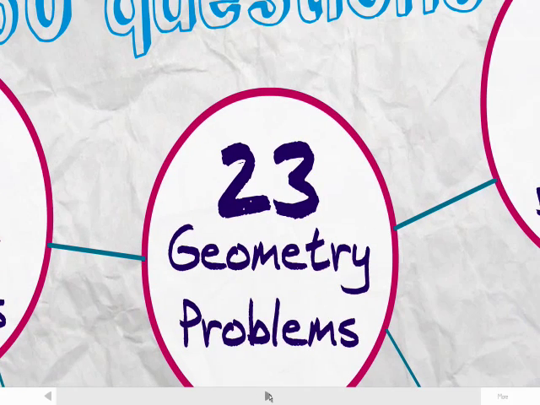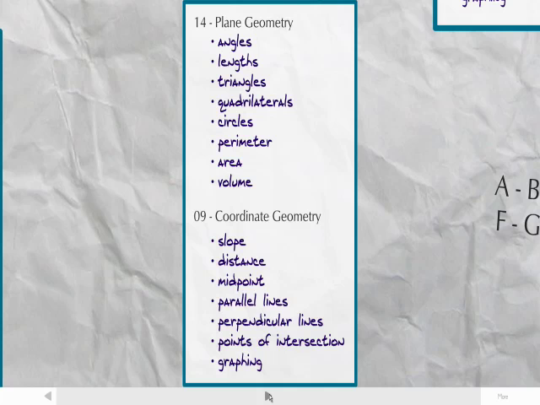There are 23 geometry problems. 14 are plane geometry, dealing with angles, lengths, triangles, quadrilaterals, circles, perimeter, area, and volume. And there are 9 questions for coordinate geometry: slope, distance, midpoint, parallel lines, perpendicular lines, points of intersection, and graphing.